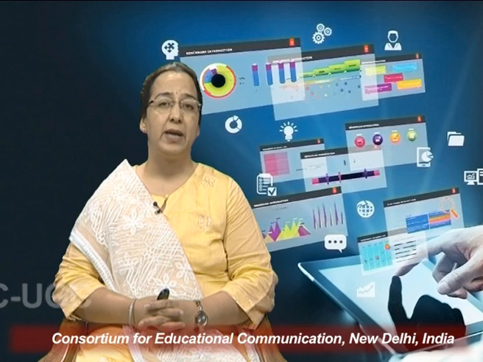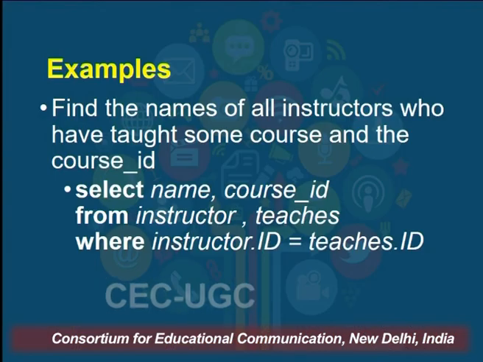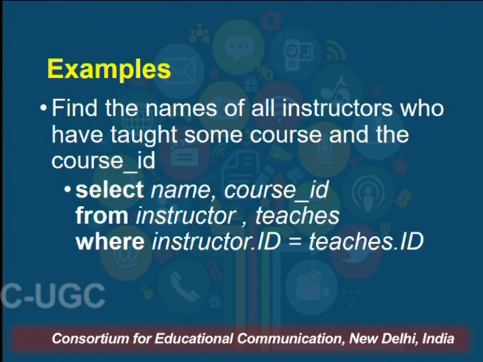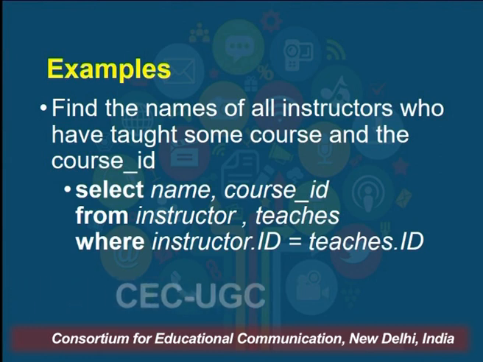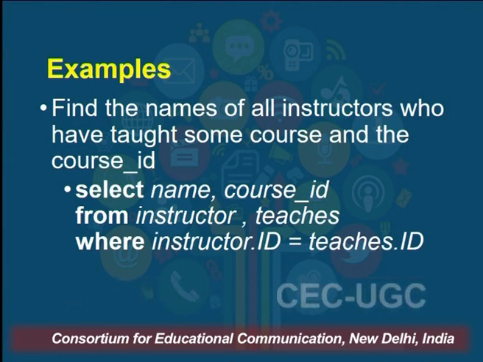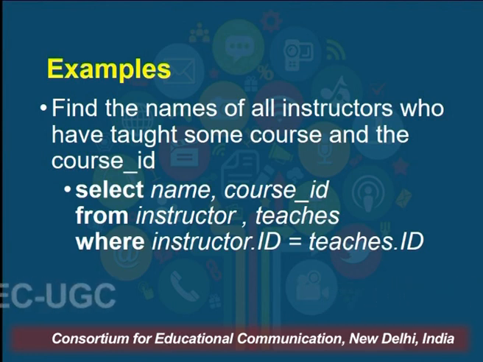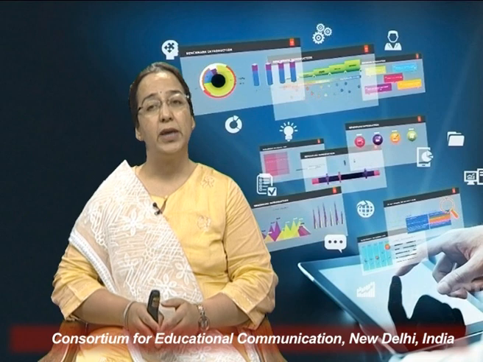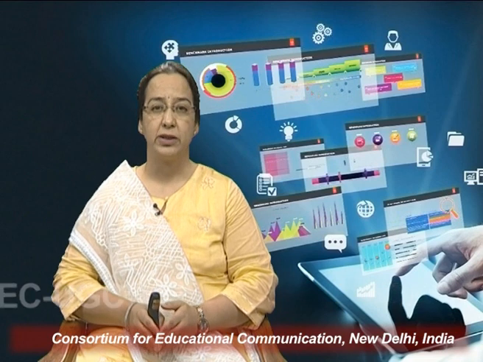So, here is the example. We want to find names of all instructors who have taught some course, along with the course ID. So, we want the name of the instructor and the course ID. We are going to get this from the Cartesian product of instructor and teaches, but we want names of all instructors who have taught some course. Taught some course is actually an entry in the teaches.